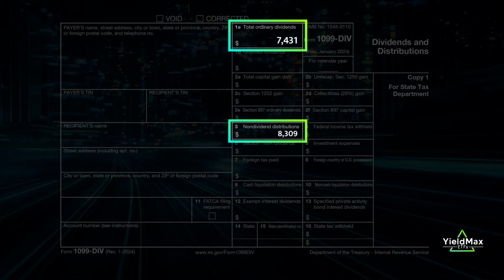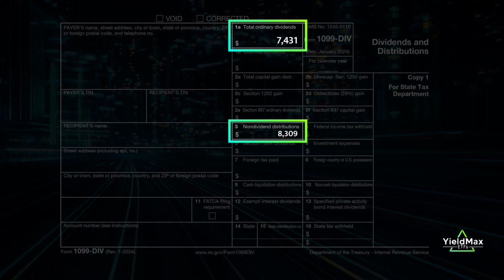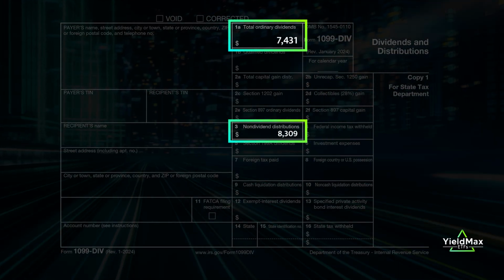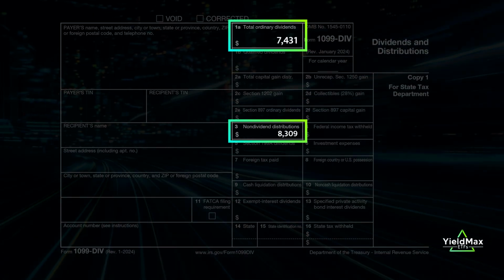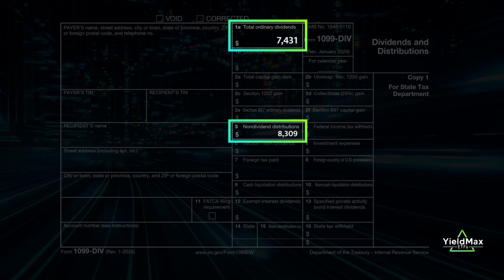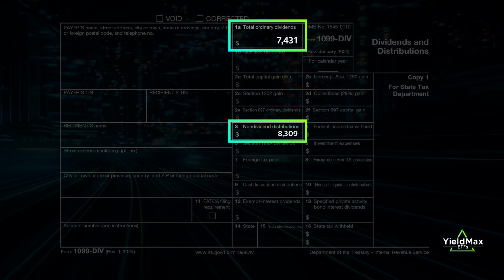The total returns of $15,740 are distributed, but $7,431 of that would be potentially subject to tax as ordinary dividends, and the cost basis would be reduced by $8,309 from $100,000 to $91,691.